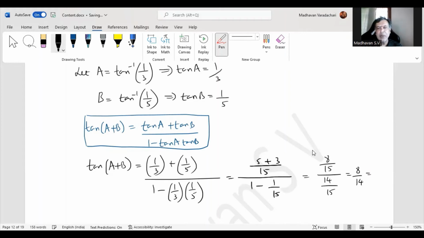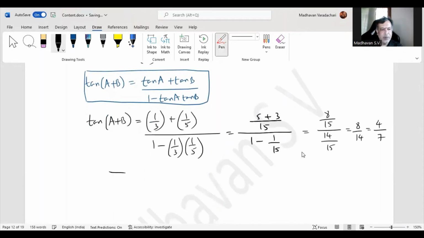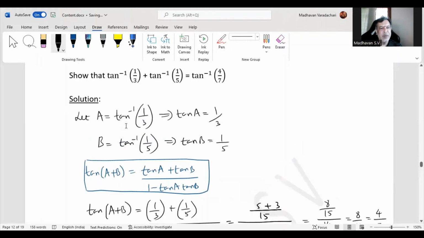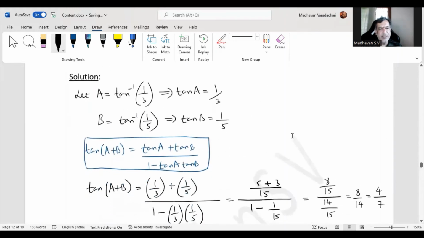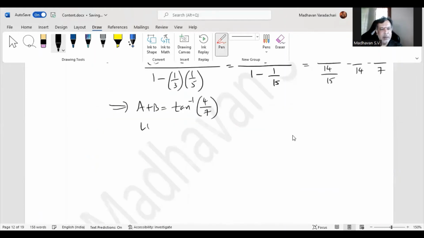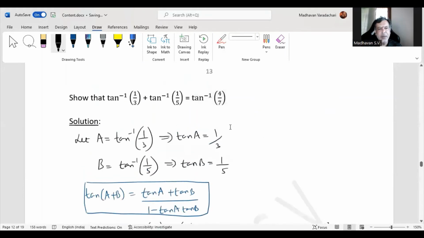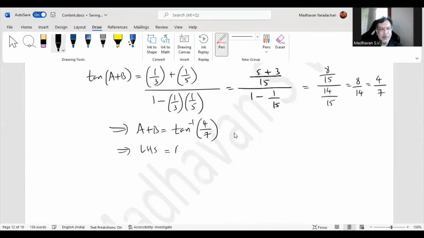Both are divisible by 2. So 2 4s are 8, 2 7s are 14, which means A plus B is tan inverse of 4 by 7. A plus B, we may notice, is nothing but our left hand side, and this one, tan inverse of 4 by 7, is nothing but our right hand side. Hence the proof, or I say, hence proved.